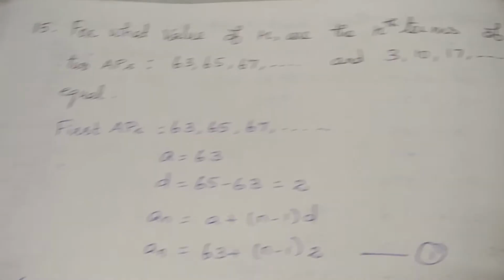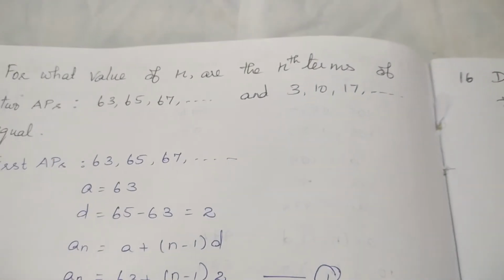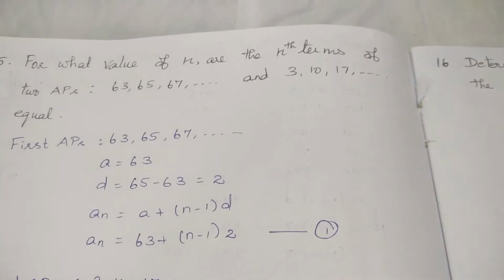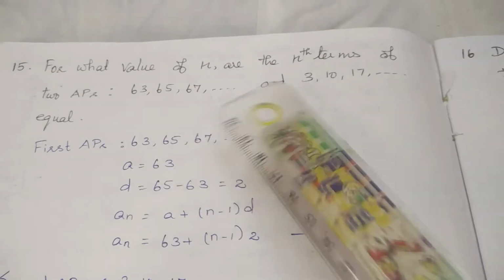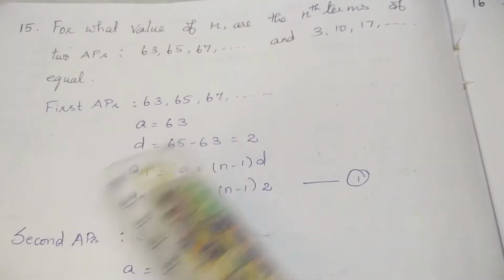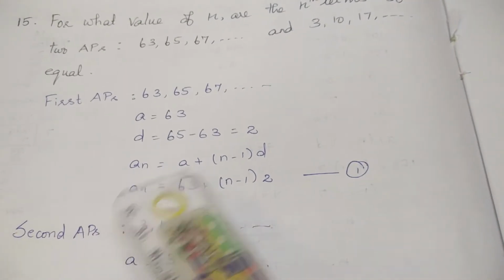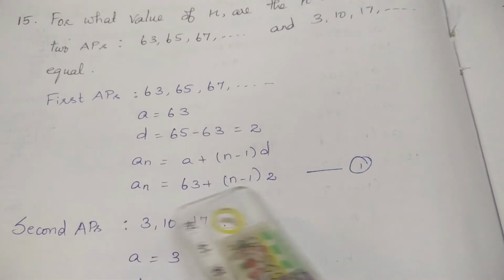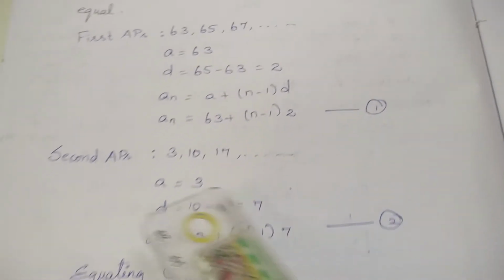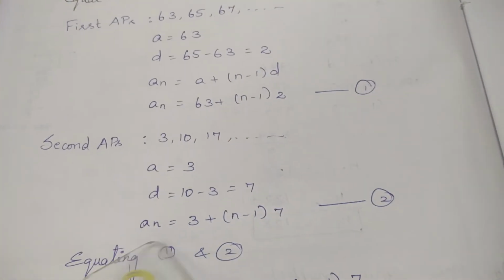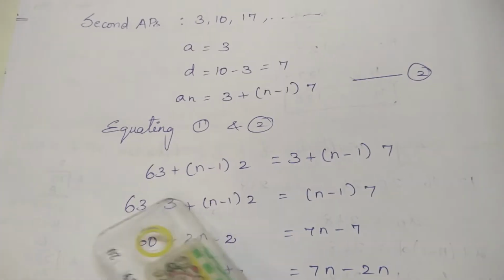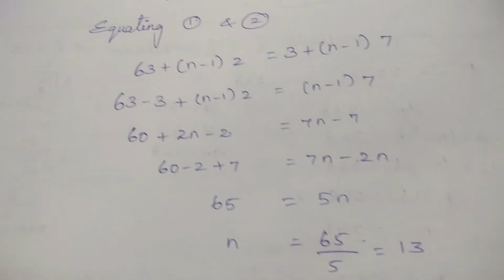Now the next, 15th sum. For what value of N are the nth terms of the two APs equal? Here they are saying these two APs are equal. So take the first AP: A equal to 63, D equal to 2, AN equals A plus N minus 1 into D. Get equation 1. Same like this, 3 and the D value, AN, second equation. Already they said these two APs are equal. Therefore, equate these two values and find N.